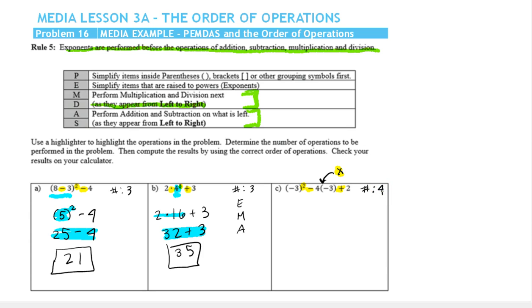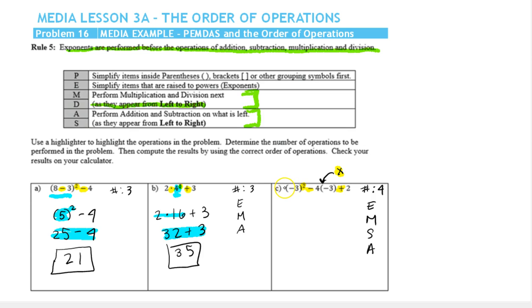Okay, so first we're going to do an exponent, then we're going to do multiplication, and then we have subtraction and addition from left to right, and notice in this case we'll have subtraction first, then addition, because subtraction is further to the left than addition. So let's go ahead and get started.